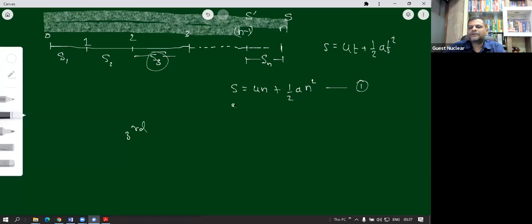Okay, how will you get s dash here? S dash मतलब the distance traveled in n-1 seconds. So just replace t by n-1, so that we get this u into n-1 plus half into a into n-1 का whole square. This is going to be the equation number 2, which is to be subtracted. Okay, तो अगर हम subtract करेंगे तो हमको यहाँ पे मिलेगा s minus s dash, and here it will be minus sign and minus sign here also.